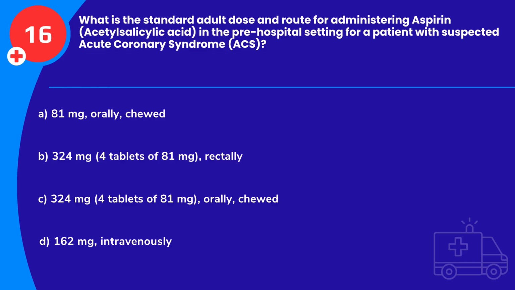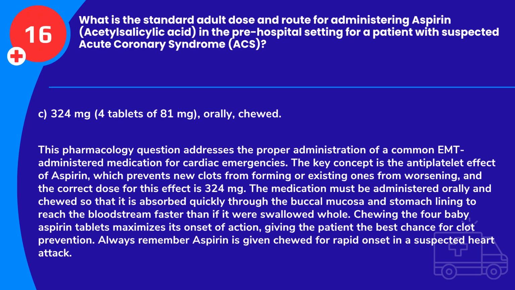Question 16. What is the standard adult dose and route for administering aspirin, acetylsalicylic acid, in the pre-hospital setting for a patient with suspected acute coronary syndrome, ACS? A. 81 milligrams, orally chewed. B. 324 milligrams, 4 tablets of 81 milligrams, rectally. C. 324 milligrams, 4 tablets of 81 milligrams, orally chewed. D. 162 milligrams, intravenously. Answer. C. 324 milligrams, 4 tablets of 81 milligrams, orally chewed.